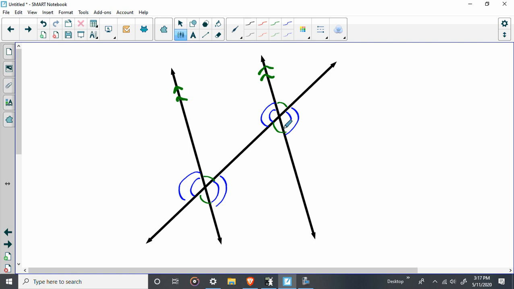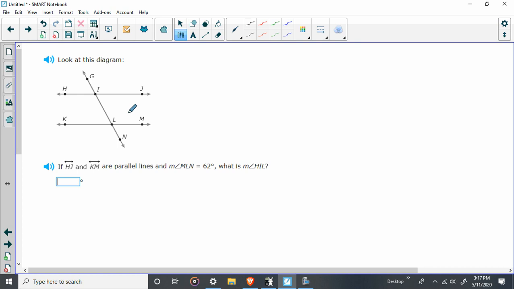So again, if you want to know a lot about the vocabulary of alternate interior, vertical, and corresponding angles, go back and watch the last video. Today I just want to focus on how we get the numbers out of this. So let's take a look at a couple of examples.